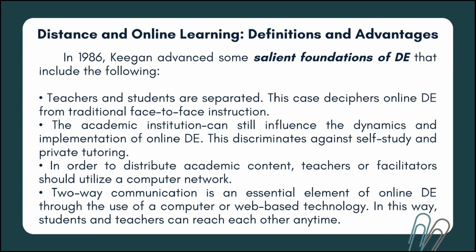Next, the academic institution can still influence the dynamics and implementation of online distance education. This distinguishes it from self-study and private tutoring. Academic institutions play a pivotal role in shaping online distance education by designing the curriculum, providing resources, and setting guidelines. However, this structure can limit the autonomy of self-study and private tutoring as they may not align with institutional standards or support systems, creating disparities in access and recognition for alternative learning methods.